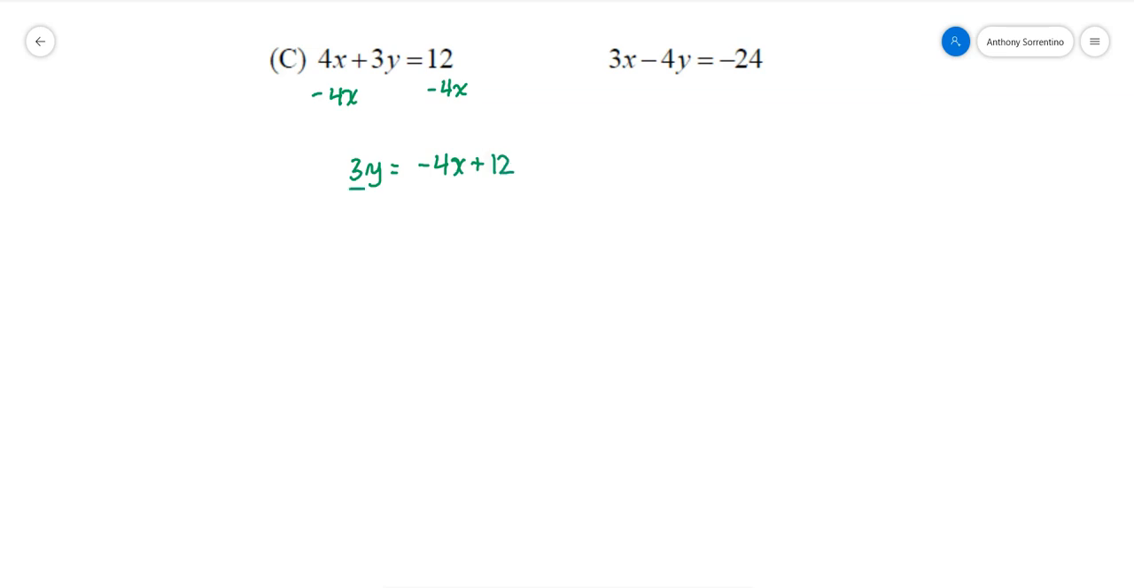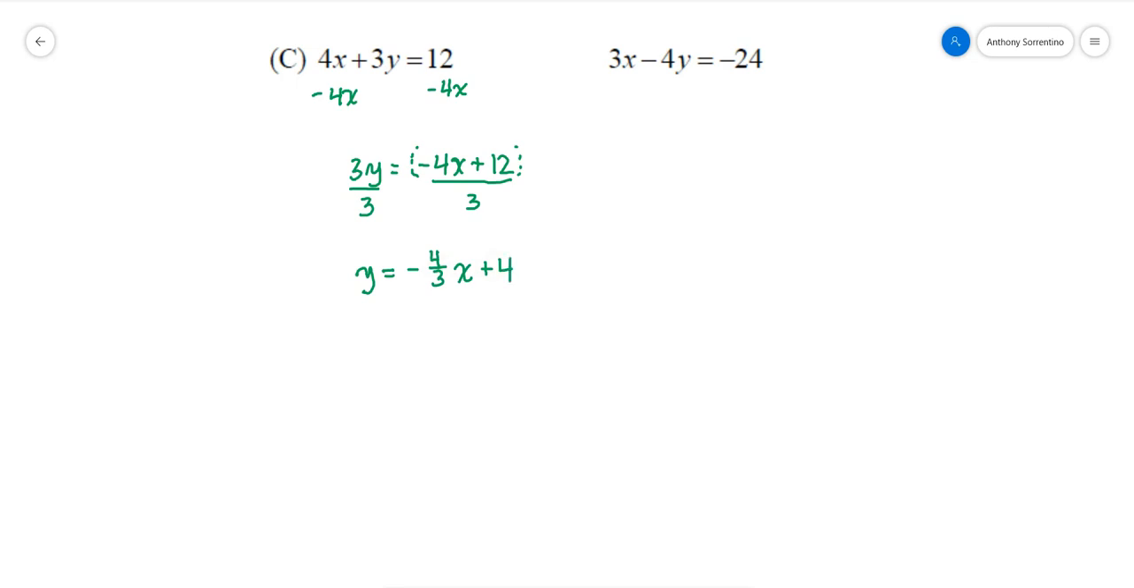And then I'm going to divide both sides by 3. Making sure I recognize there are parentheses that are supposed to be up here, and since I'm dividing a two-termed expression by 3, both terms have to get divided by 3. This becomes y equals negative 4/3 x plus 4.